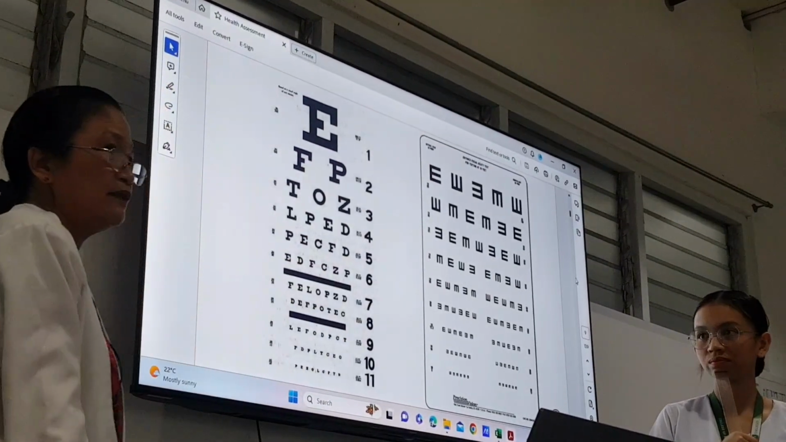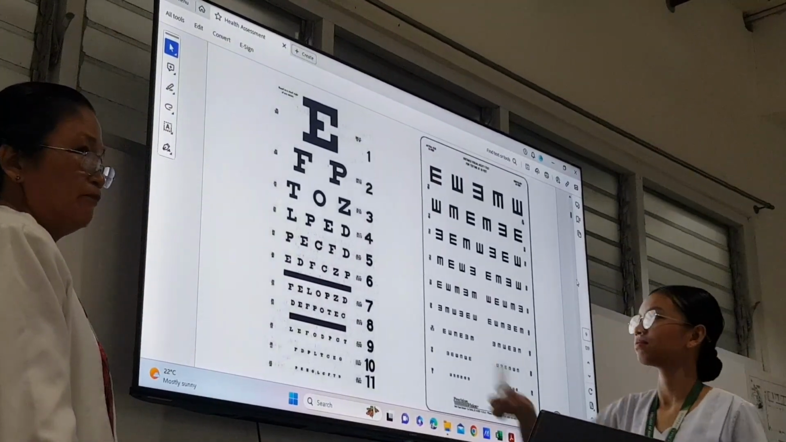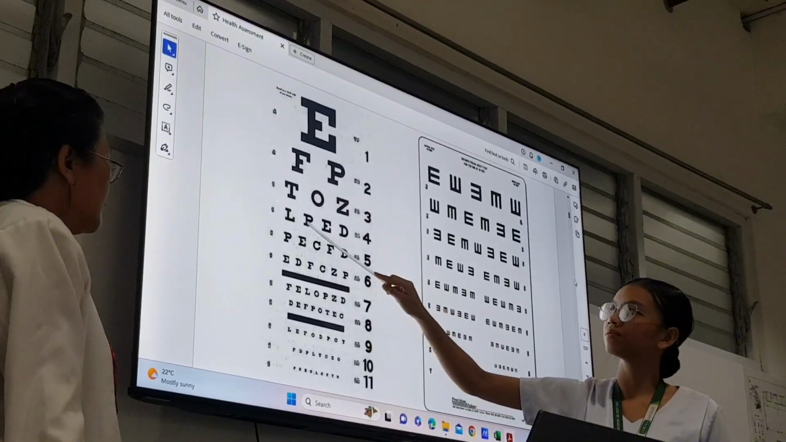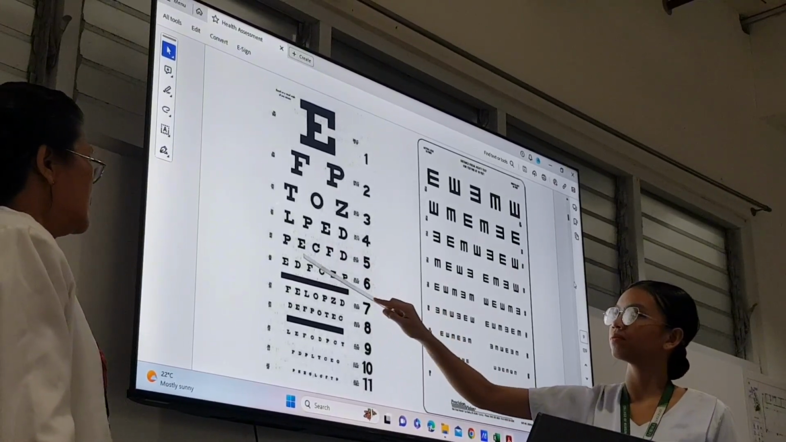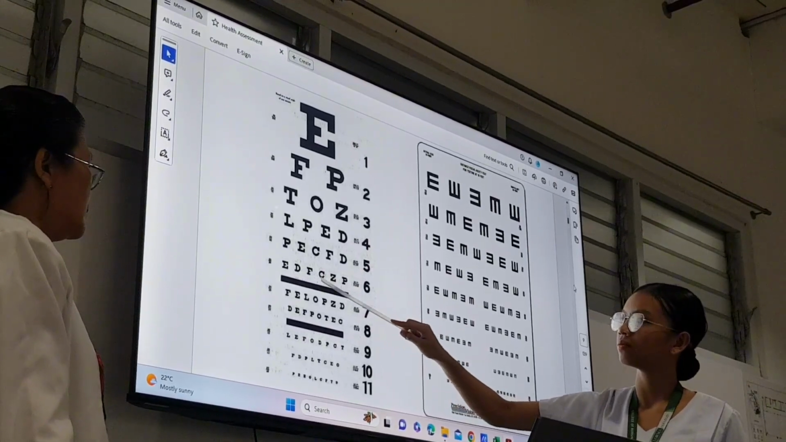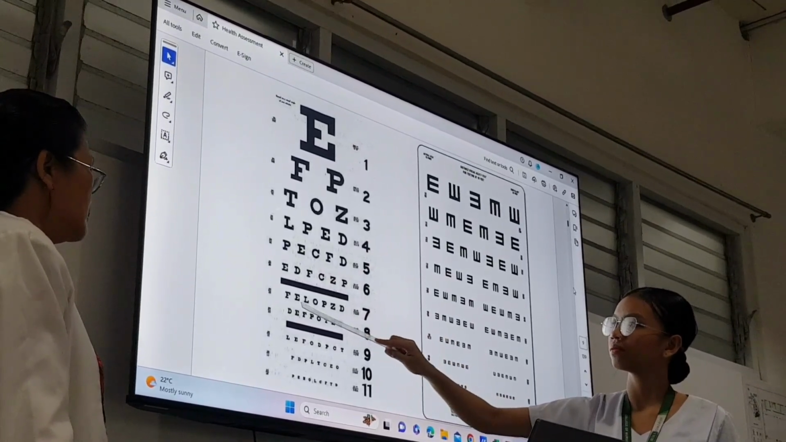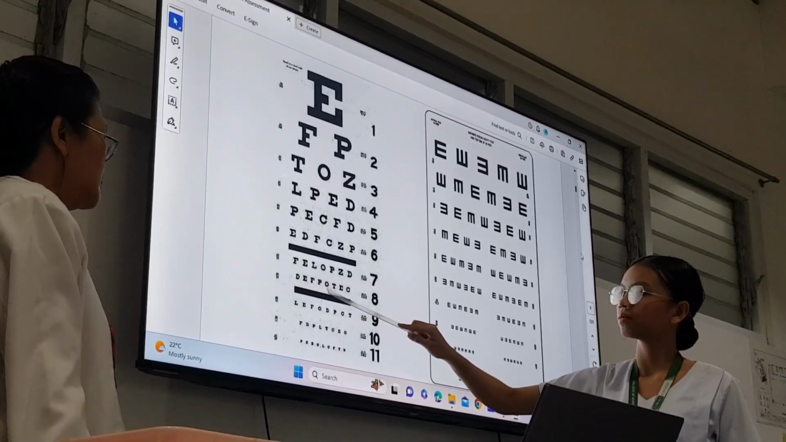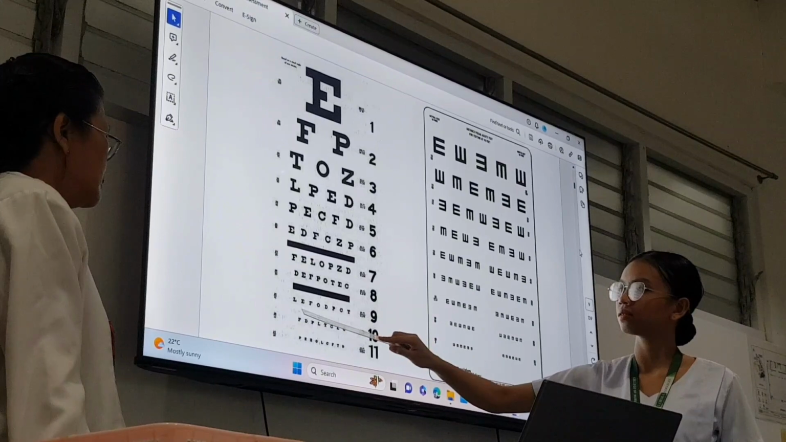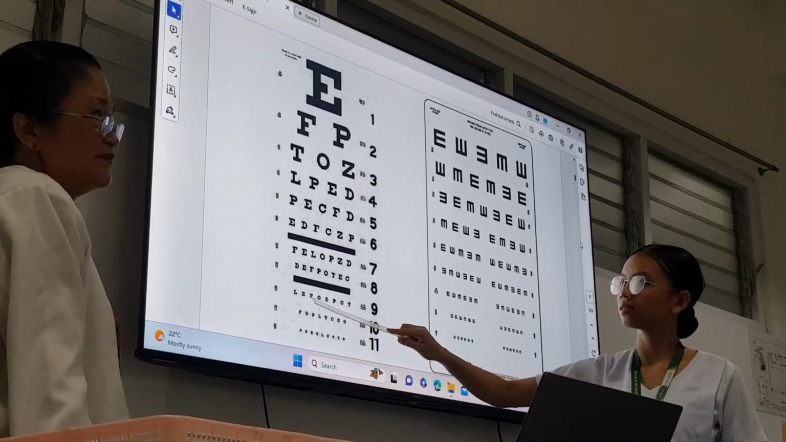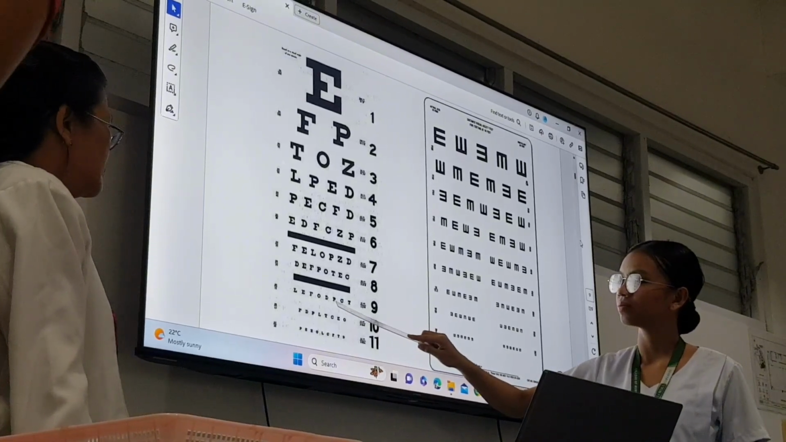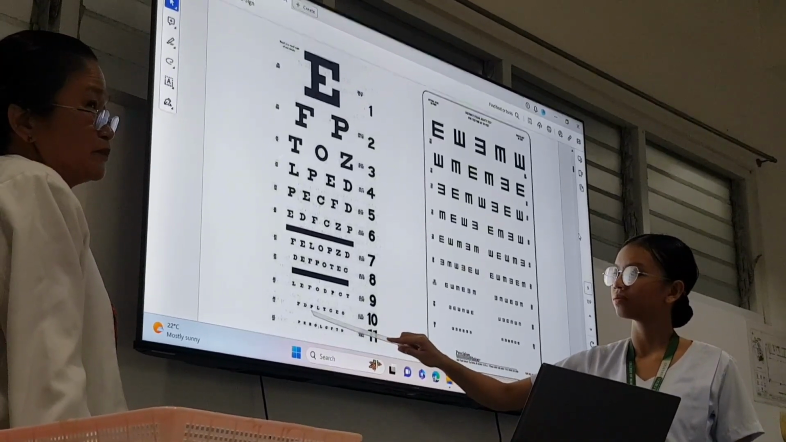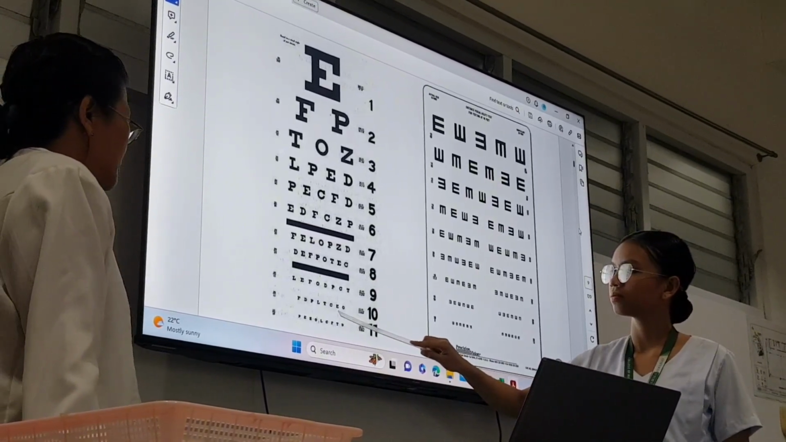So for your left eye, Mr. Gabriel. E, F, T, P, O, Z, L, P, E, D, P, E, C, F, D, E, D, F, C, G, P, F, E, L, O, P, G, D, B, E, F, P, O, T, E, C, L, E, T, O, D, P, C, D, F, D, F, L, P, O, E, C.